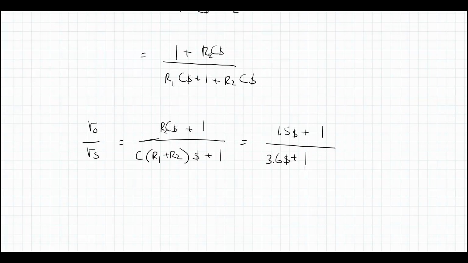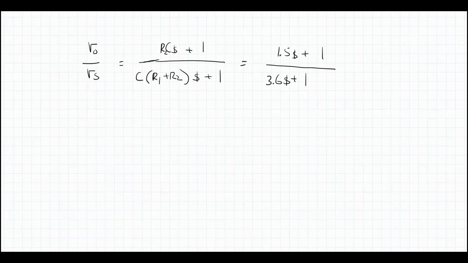Now I can rearrange this into a form that is going to be useful for me to do some sketching. So I need to separate this fraction out into a constant term and then a fractional term. So I can use here polynomial division to do that. So I'm dividing 1.5s plus 1 by 3.6s plus 1. So with the polynomial division, what I want to do is look at the leading coefficients and do that division first. So I want to see how many times does 3.6 go into 1.5.